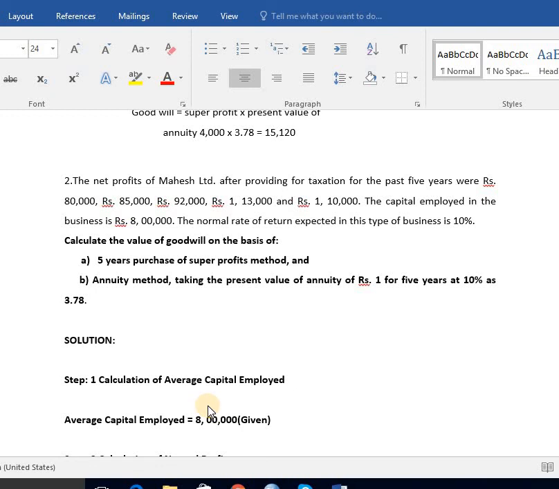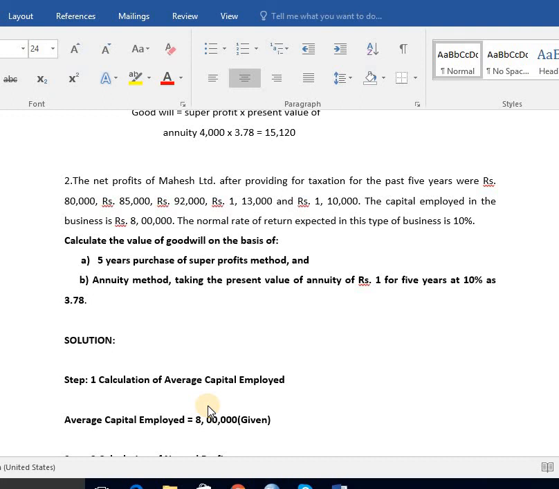Now let us calculate goodwill under super profit method. Step number 1, calculation of average capital employed. So what is average capital employed? Average capital employed means taking all your assets minus liabilities. Assets means both fixed assets and current assets. Liabilities means including long-term liabilities, maybe in the form of debentures, etc. Now, from the total assets, if we deduct external liabilities, we get capital employed. From the capital employed, if we deduct half of current year's profit, we get average capital employed.